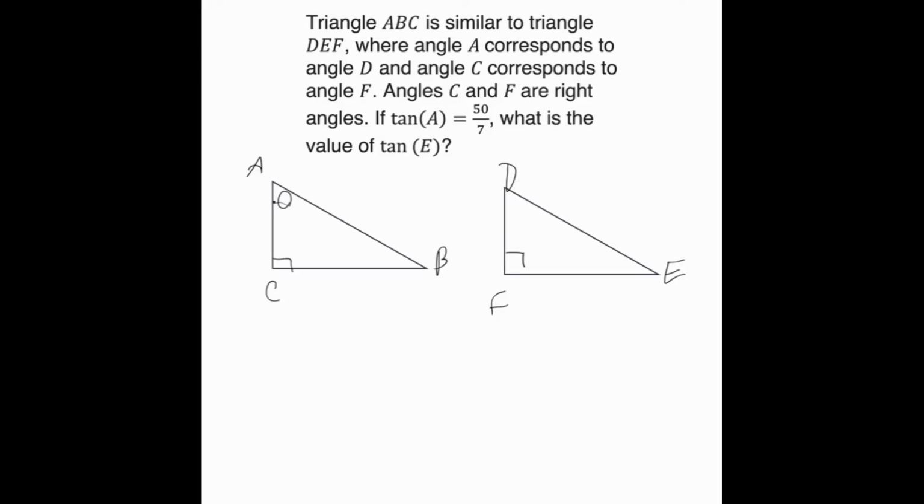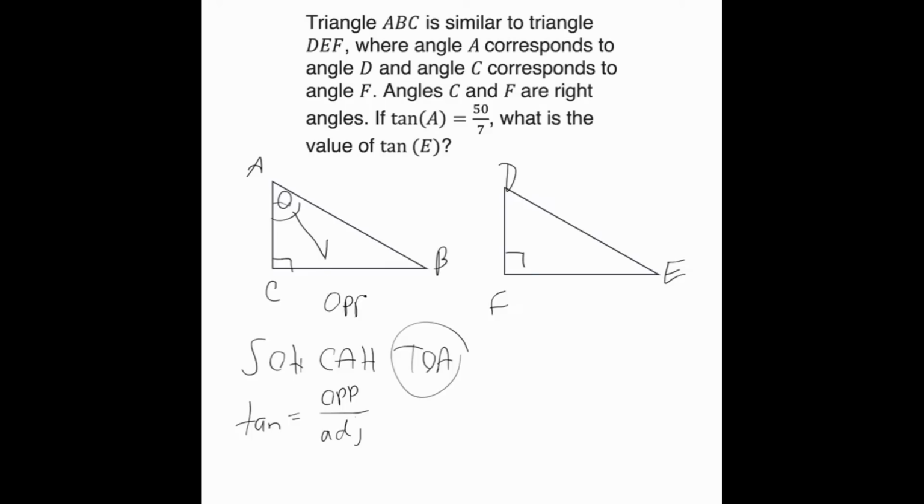Tan of A is 50/7. In SOHCAHTOA, the tan is the opposite over the adjacent. That's the TOA part of SOHCAHTOA. So the tan of that angle is 50/7. So the opposite side, which is opposite our angle, that's going to be the 50. Hypotenuse, by the way, is here. The adjacent is the one left over. And opposite over adjacent is 50/7.